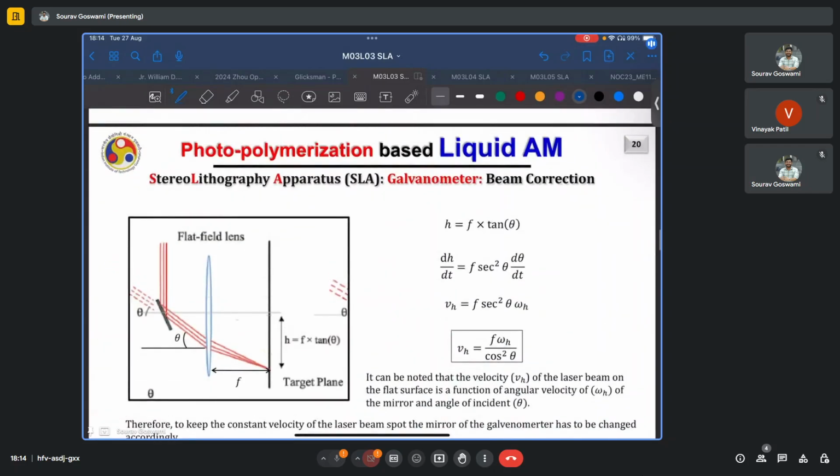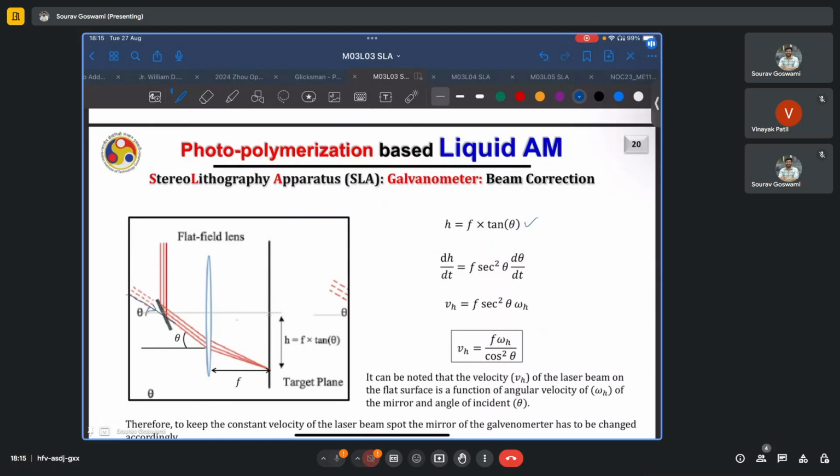One of these is the flat field lens, which ensures that irrespective of the angle of deflection of your incident beam, the focus will always lie along one plane, which is our target plane. And here, the kinematic relationships work out to be that the distance from the optical axis, h, equals the focal distance from the lens to the plane, f, times the tangent of the angle that the incident ray made with the optical axis. So h equals f tan theta.